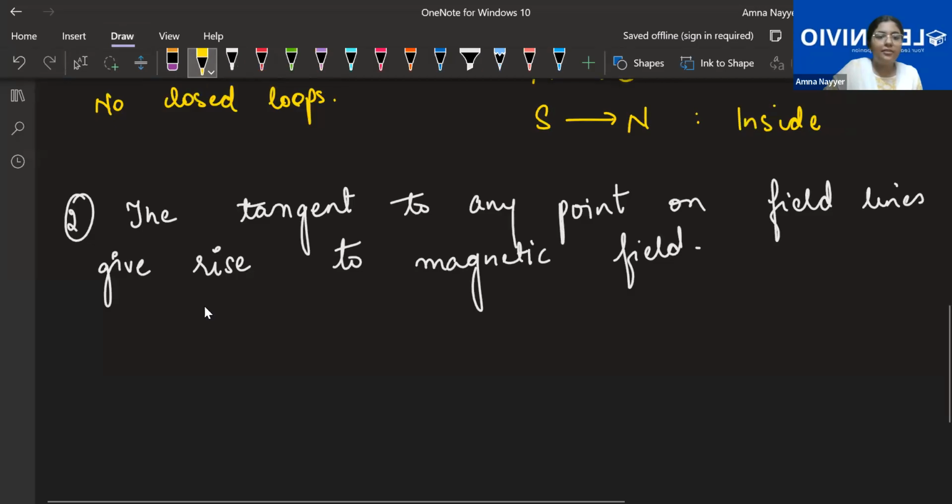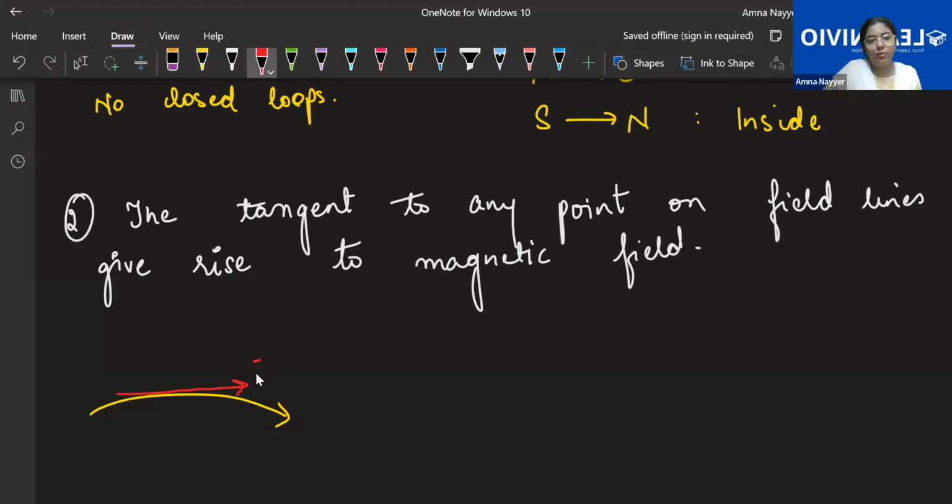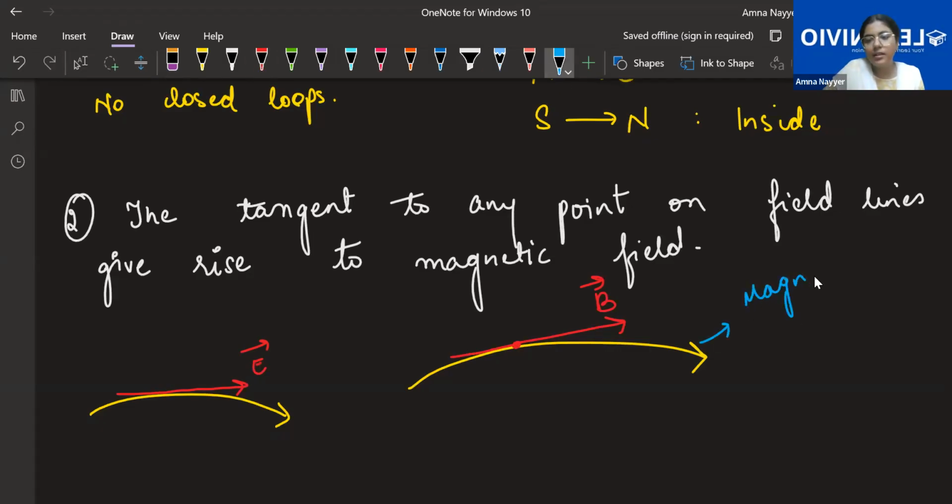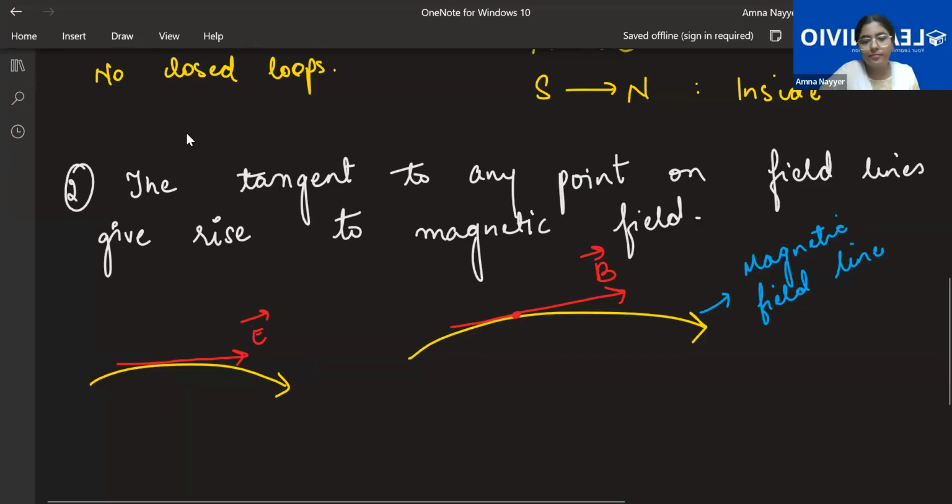In case of electric field, the line went like this, and we used to take out a perpendicular here, like this. This would be giving us the direction of electric field. Similarly, here also, if this is one of the lines, you pick any point, you drop a tangent on this point. This will give you the magnetic field, while this one is the magnetic field line. Did you get this point?